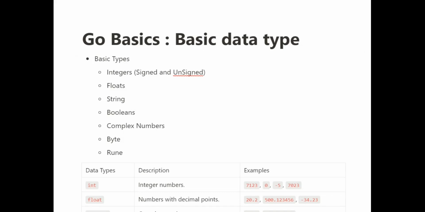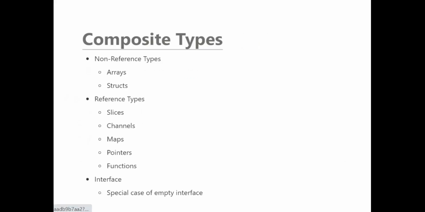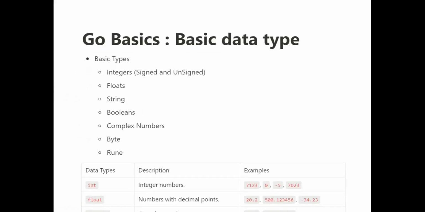In this video we will talk about basic data types, and the next video will cover composite types. It would become a longer video, that's why I have divided it into two parts. One is basic data types, which contains integer, float, string, boolean, complex number, byte, rune. Now we will start writing code, and we will see all the data types, what they are, and how we write code for them.